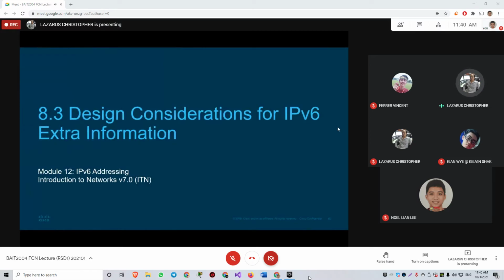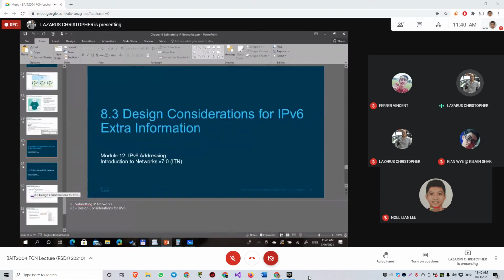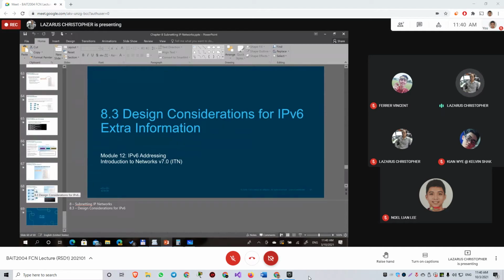Next is design configuration for IP version 6. We have reached 11:40 already, so I don't want to overload you, even though it's just a few more slides. I think it's a good time to stop, before we move on to the next session, which is the tutorial. We go for a quick break, 10 minutes. Is that okay?